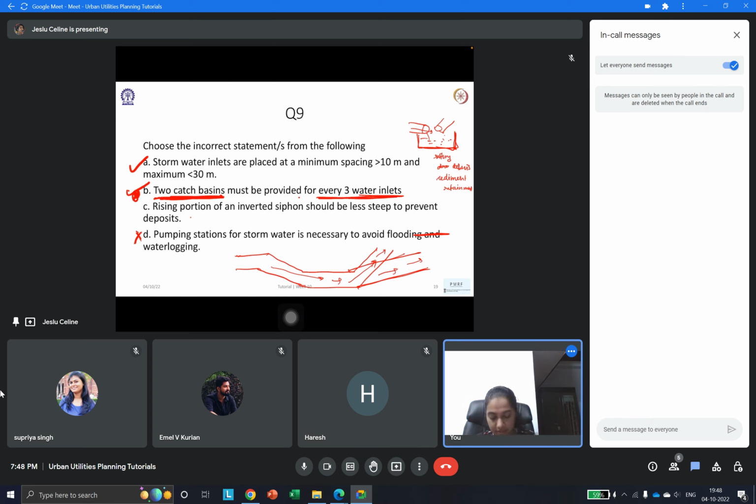So this is right. The rising portion of an inverted siphon should be less steep to prevent deposits. Otherwise, there will be more deposits happening over there. Right, so this is right.